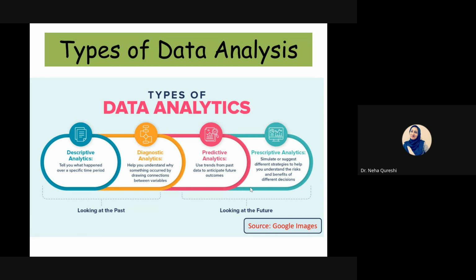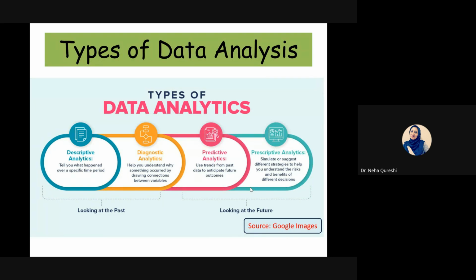Then diagnostic analysis, or we can say inferential analysis, which helps you understand by drawing connections between various variables, and you can of course generalize the results to the population as well, because we mostly take samples. A sample is nothing but a representation of your entire population. Then the third one is predictive analysis. Predictive analysis, as the name indicates, means prediction. That means you are trying to use trends from past data to anticipate future outcomes.